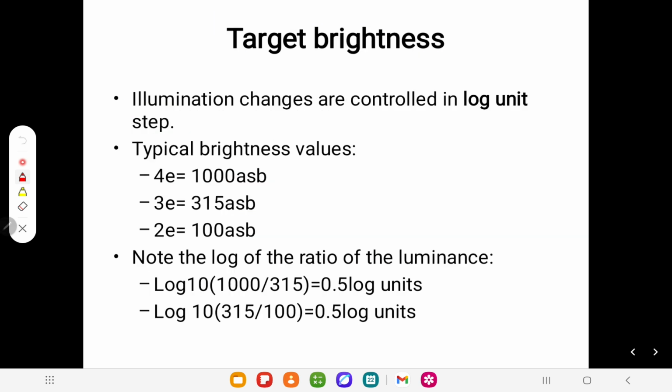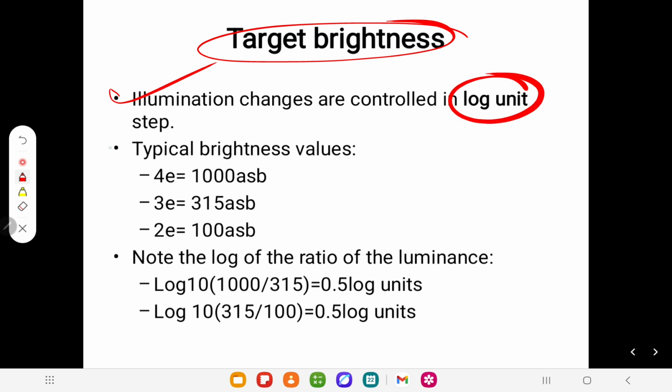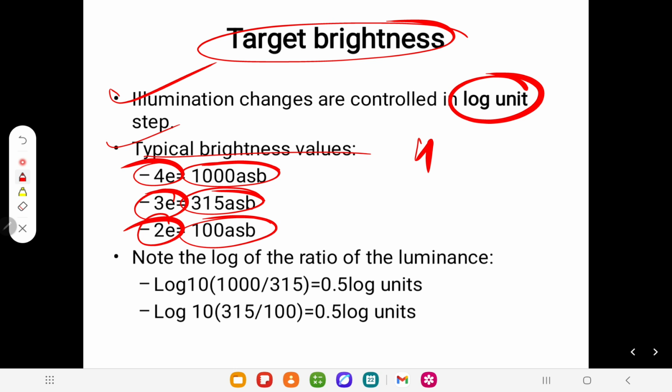Okay. So, target brightness, or illuminance change, is controlled in log unit steps in apostilbs. Typically, the brightness of 4E, for example, where 4 is the highest, among 1, 2, 3, 4 and A, B, C, D, E where E is highest, is around 1000 apostilbs, and 3 means 315 apostilbs. 2E means 100 apostilbs. So it's very important when you reduce by one step.